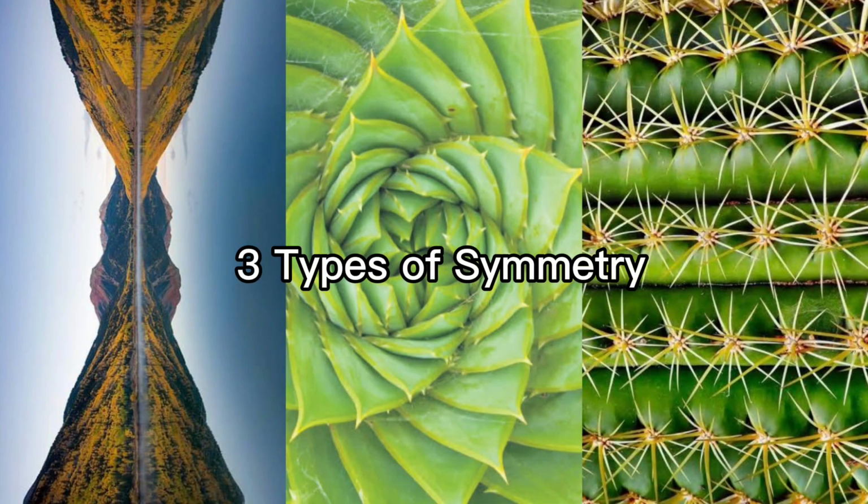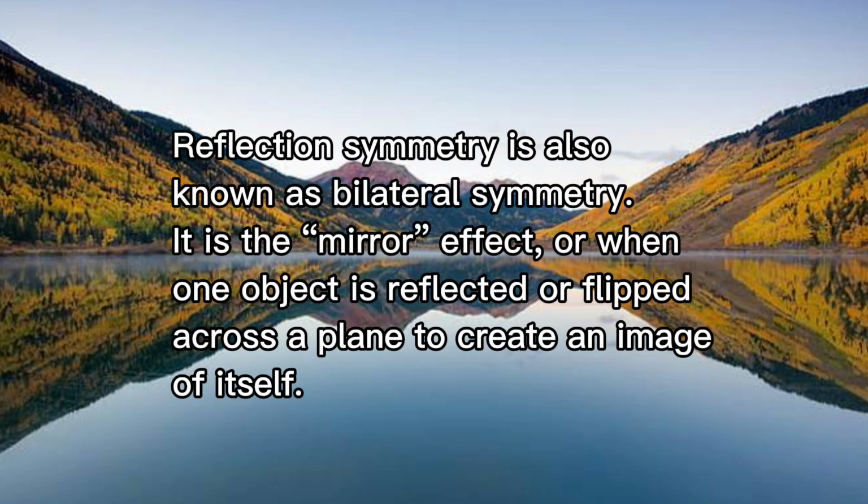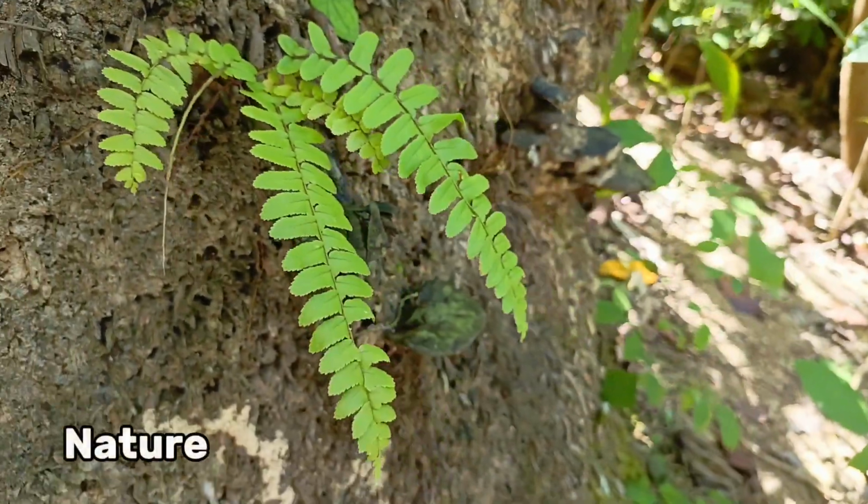There are three types of symmetry. First is reflection symmetry. It is also known as bilateral symmetry. It is a mirror effect, or when one object is reflected or flipped across a plane to create an image of itself. So here are the examples.